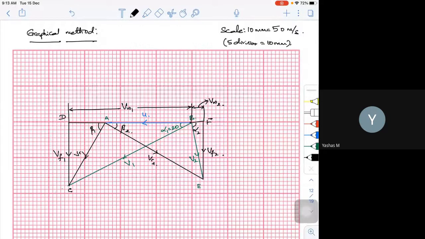You have to take the velocity to a scale. So 10 mm or 1 centimeter is equal to 50 meters per second. And how many divisions are there in your graph sheet? You should visually take that. So 10 divisions is equal to 1 centimeter. Or if I have a bigger graph sheet, you can take 5 divisions is equal to 1 centimeter. Whatever that particular scale may be, you can go and draw it. Is that clear? Any clarifications you need?